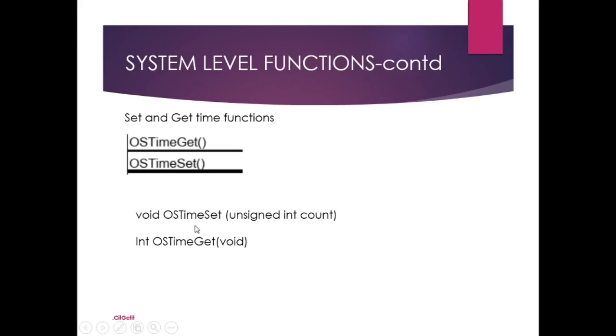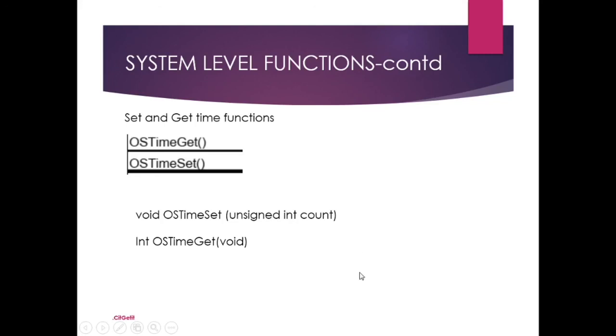These two functions are used to get the time and set the time of our system. This will be in terms of our system clock ticks. There are two functions. The first one is void OS time set. This is for setting the time of the system. For that we will be passing a variable which is of unsigned integer type. So if you are giving OS time set with count equal to 0, it will set our present count value to 0.